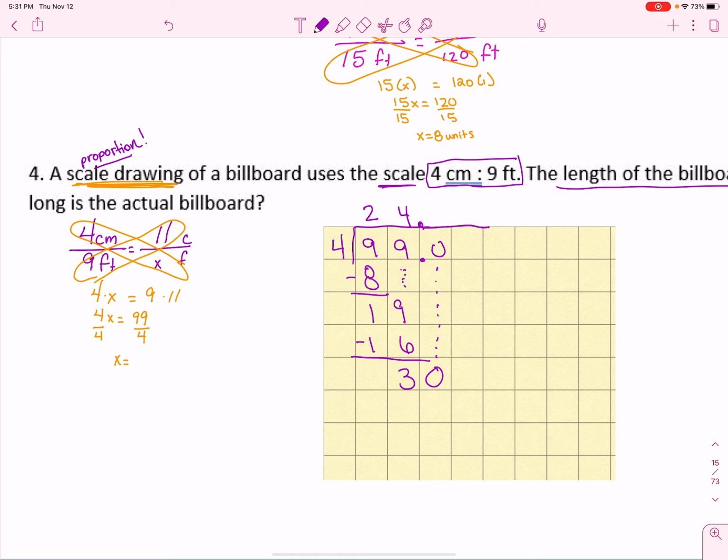4 goes into 30 7 times. 7 times 4 is 28. Subtract that and get 2. Need another 0. Making it rain zeros. 4 goes into 20 5 times. That's a 20. Subtract and get 0. Graph paper really helps your long division stay straight. So 24.75. So when I go back to my solution, the final answer is 24.75. But 24.75 what? Well, my missing measurement is in feet.